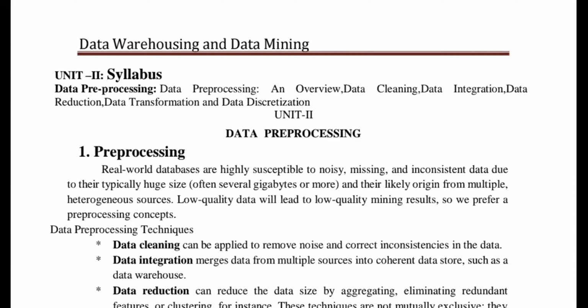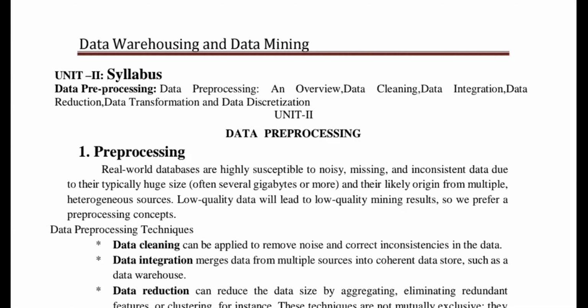First one is data cleaning. Second one is data integration, third one is data reduction, and fourth one is data transformation and data discretization. These are the four types of techniques, or whatever you want to call them, methods. Before the data warehouse, you have to store the data. These are the four concepts you have to use in data pre-processing.